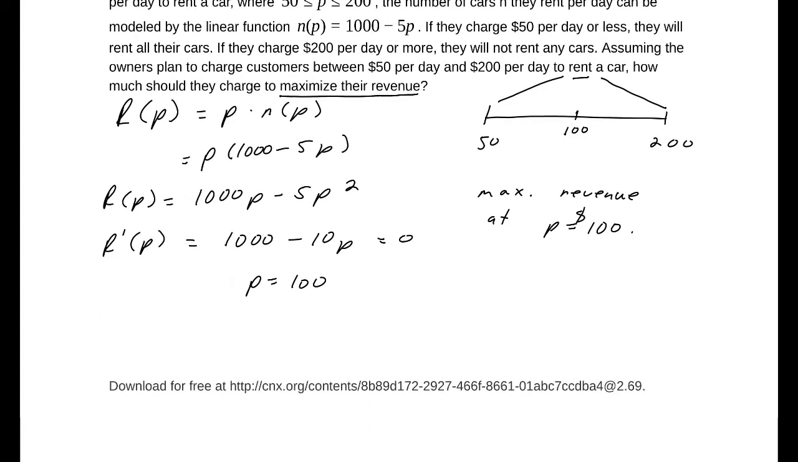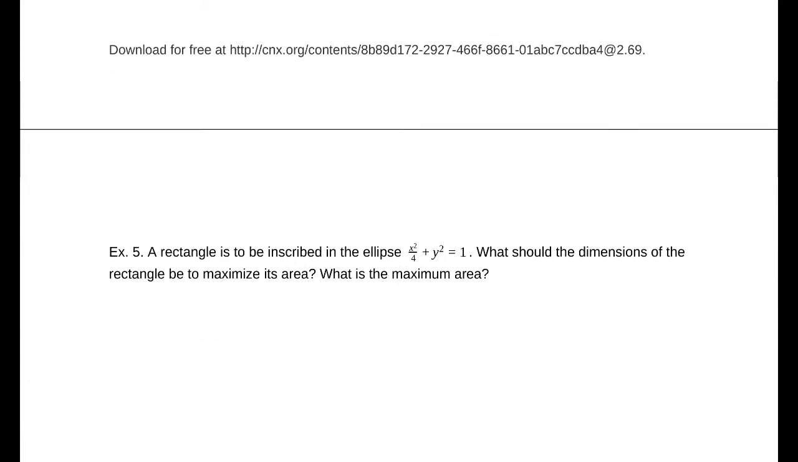Okay. Number 5. A rectangle is to be inscribed in the ellipse x squared over 4 plus y squared equals 1. What should the dimensions of the rectangle be to maximize its area? And then what is the maximum area? We want to know both of those. Let's begin with a graph here. So this is an ellipse with a major axis of 4, or 2. It's elongated along the x-axis.